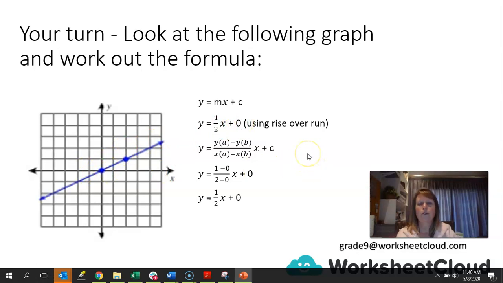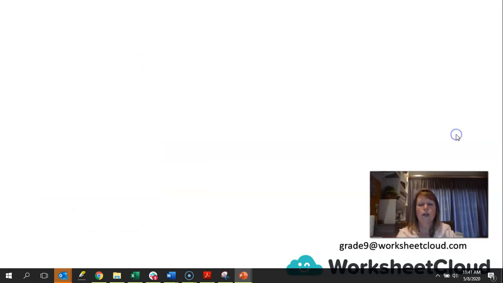Okay, if we were to use the change in y over the change in x, you take your y value here is 1, your y value here is 0, over your x value here is 2, and your x value there is 0. So it would be 2 minus 0 here. 1 minus 0 over 2 minus 0, x plus 0 for your y-intercept. You can just write that graph as y is equal to half x.